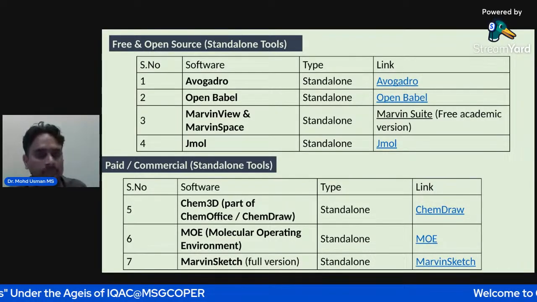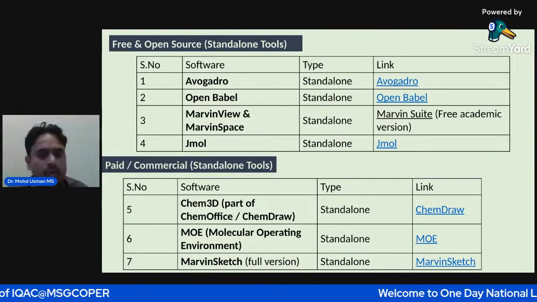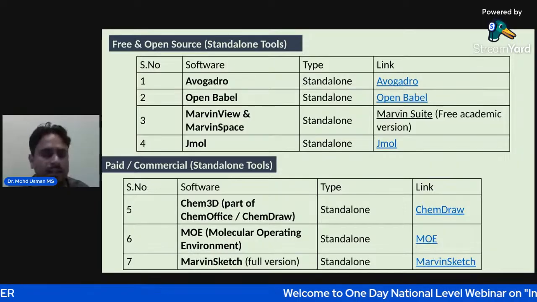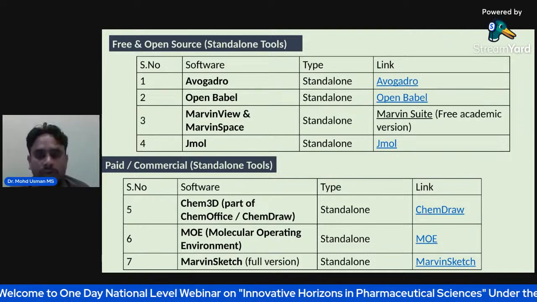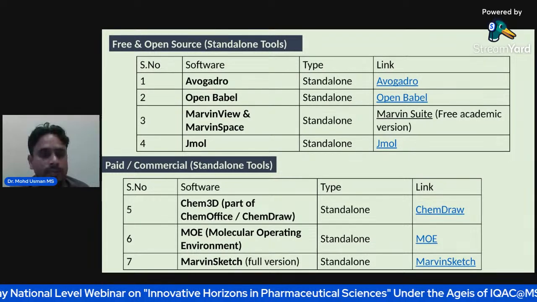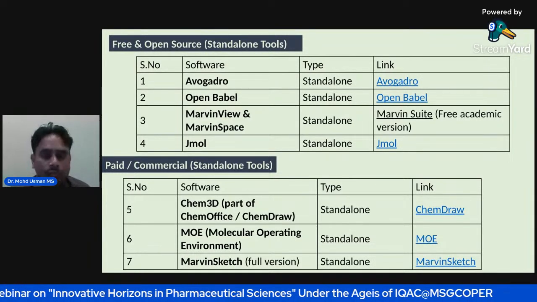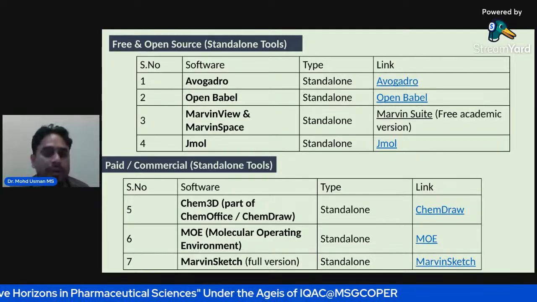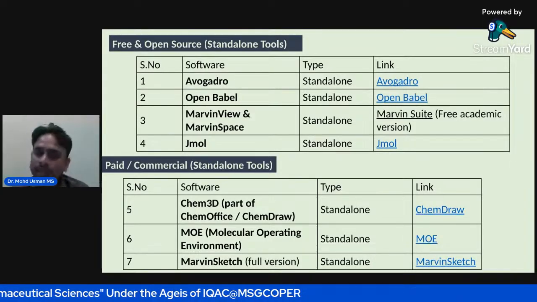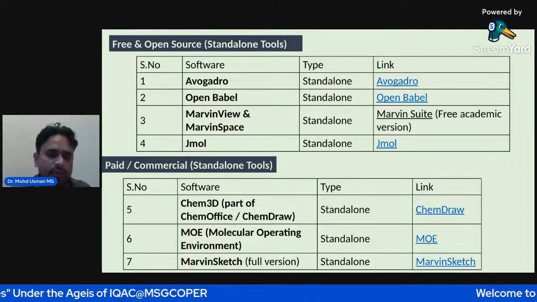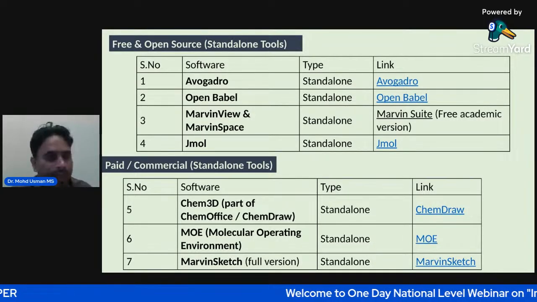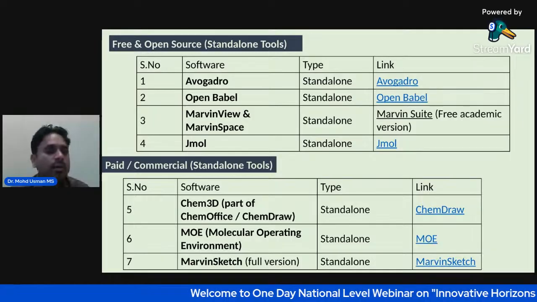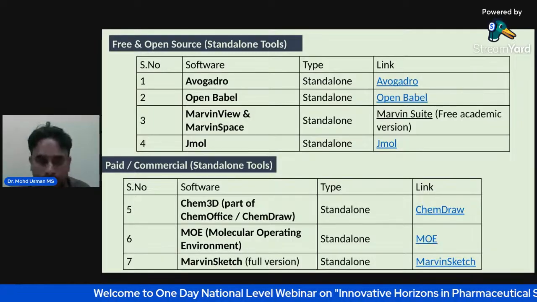Okay, then Jmol also, this is also 3D. You can draw your 3D molecule or 2D molecule, or you can download it from the online server. Okay, some paid commercial softwares available. Now Chem3D, ChemOffice, ChemDraw software, you can download and install it on your laptop or desktop. Okay, and that can be used for drawing your 2D structure or 3D structure.